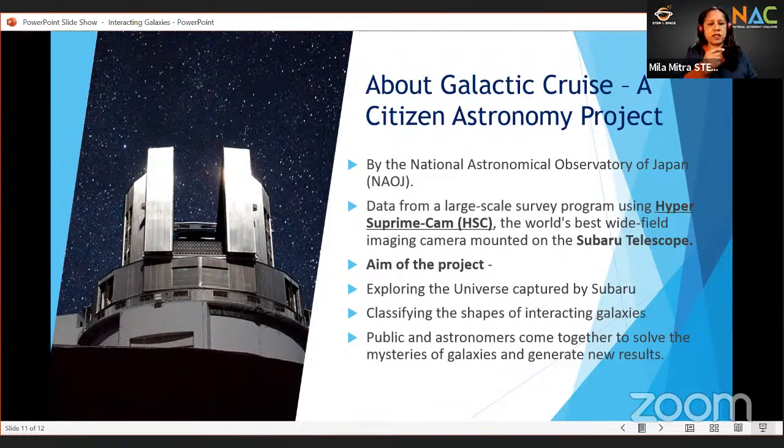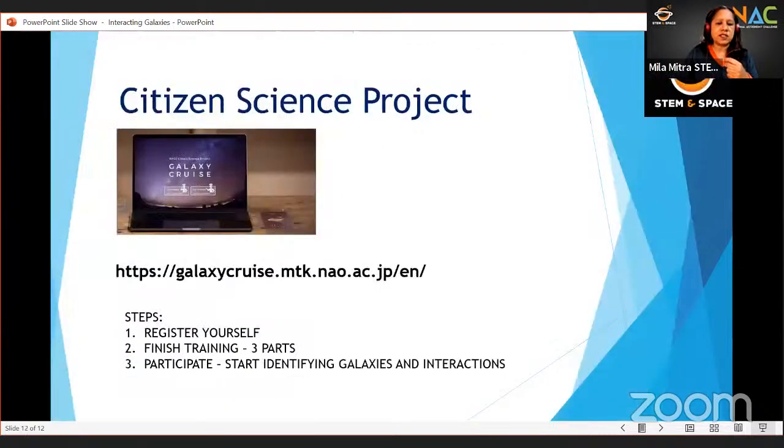And this is what citizen science projects do. Public and scientists come together to solve the mysteries of the galaxies. So whatever you as a citizen scientist contribute as a result, astronomers will actually analyze and gather your results and come up with scientific answers. Okay, so again, this is the Galaxy Cruise, and you will have the YouTube link, but you can look for it, you'll find it.